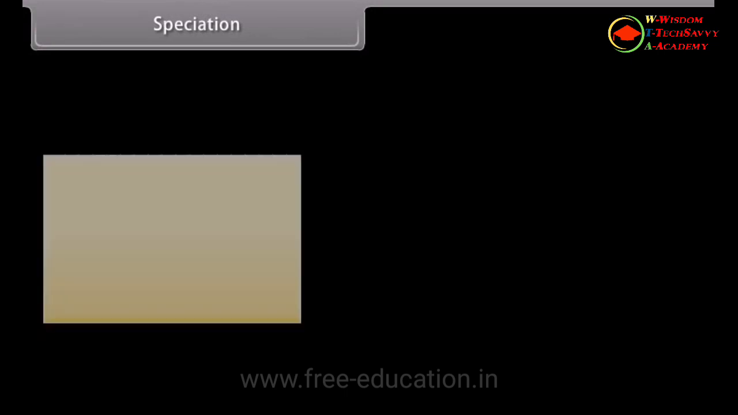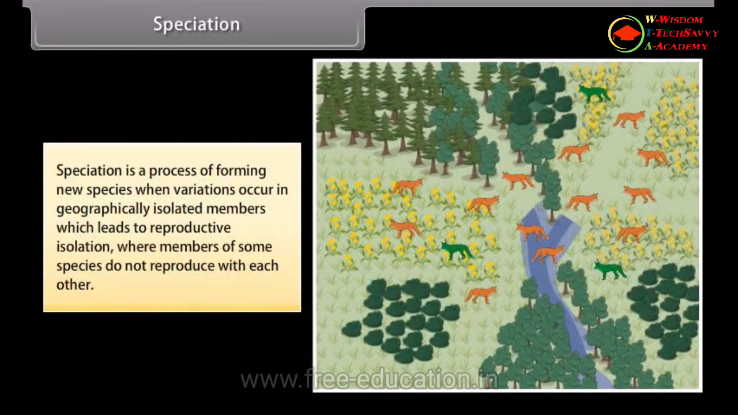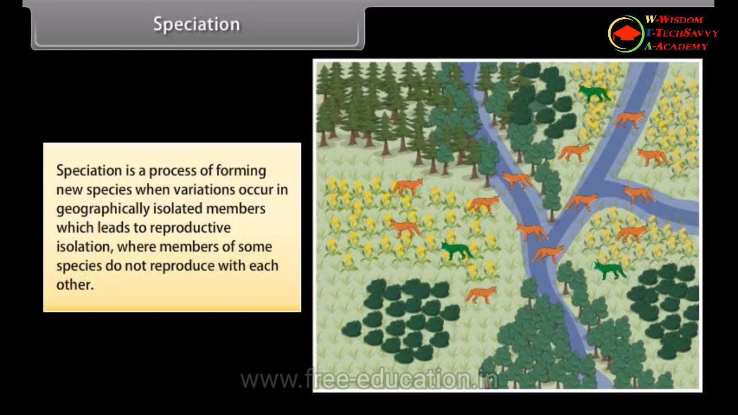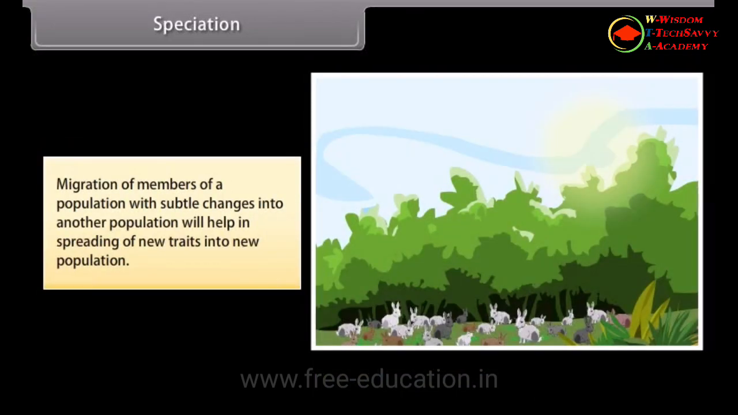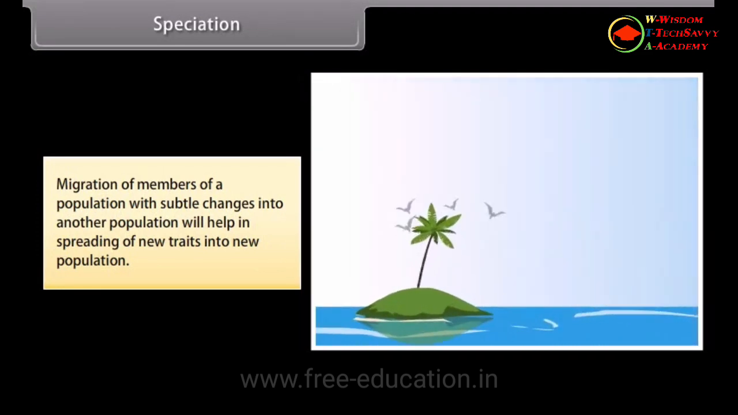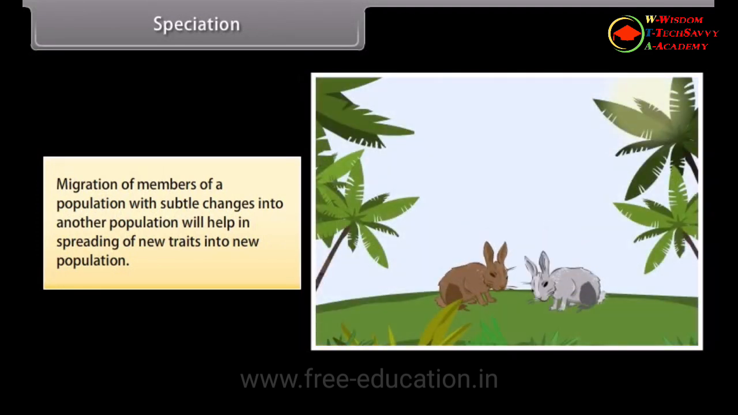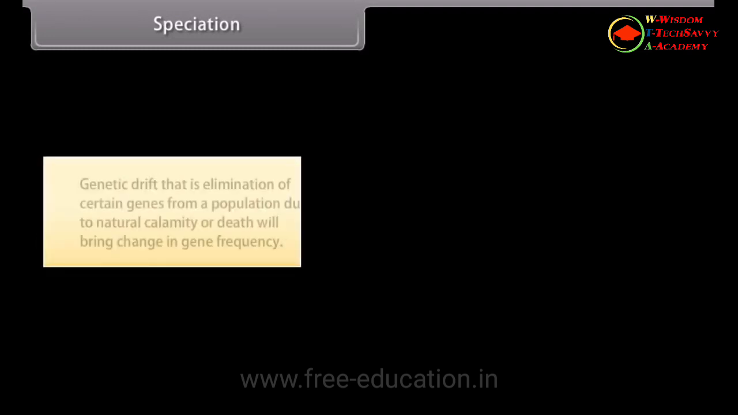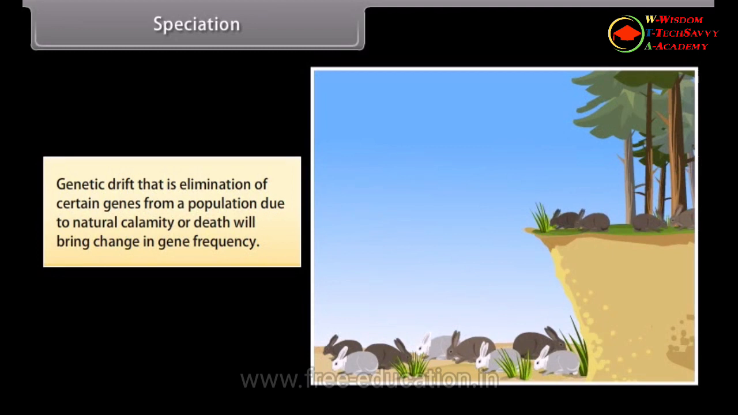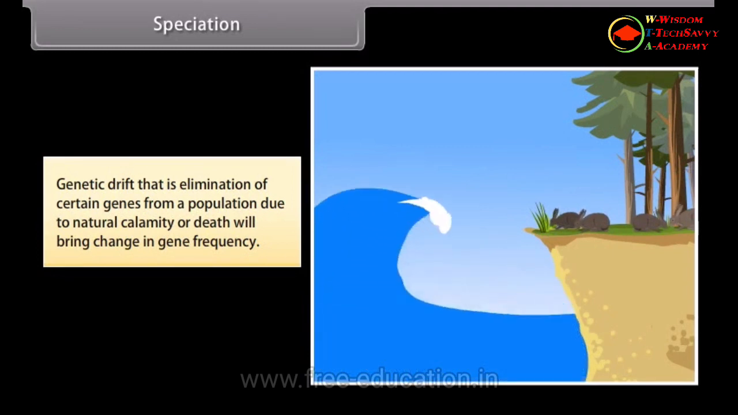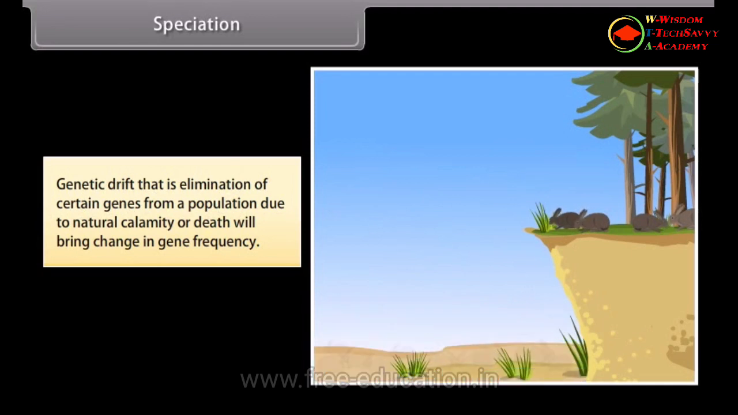Speciation. Speciation is a process of forming new species when variations occur in geographically isolated members, which leads to reproductive isolation, where members of some species do not reproduce with each other. Migration of members of a population with subtle changes into another population will help in spreading of new traits into the new population. Genetic drift, that is, elimination of certain genes from a population due to natural calamity or death, will bring change in gene frequency.